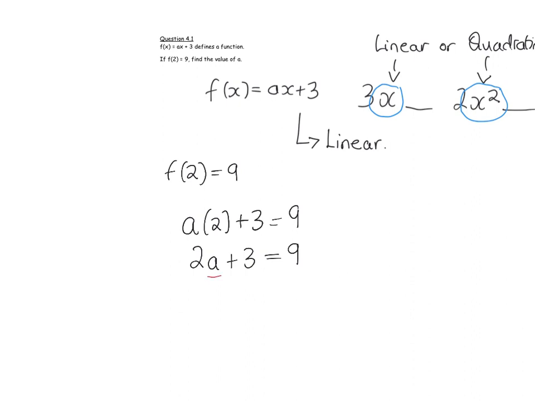So here, this is going to become minus 3 from both sides. So you're going to get 2a is equal to 6. And then you're going to divide both sides by 2. So in the end, you'll be left with a is equal to 3.